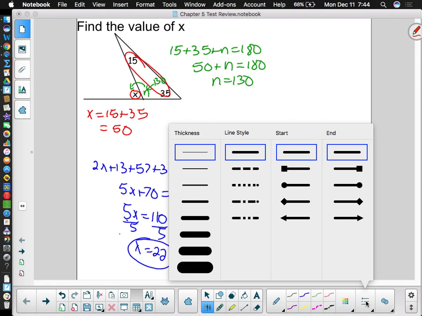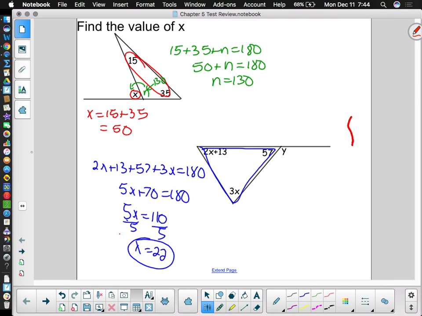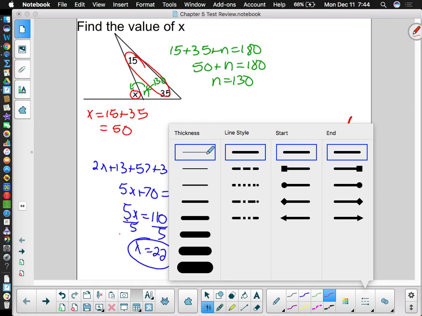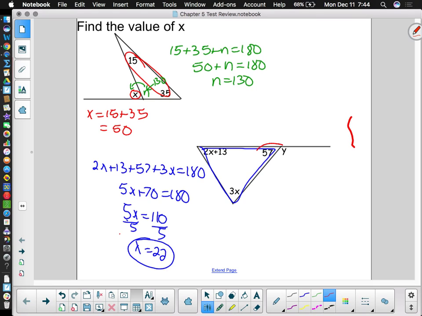For the second one, we just use a linear pair postulate. Okay, that's something we learned way back in chapter like 2 or 1. Two angles that make a straight line add up to 180. I had a lot of people who tried to substitute the 22 in to find y. You didn't need to. It's just 57 plus y equals 180. So y equals 123.